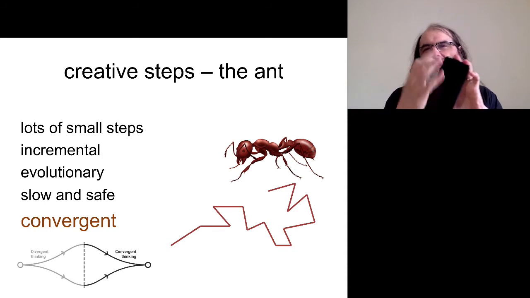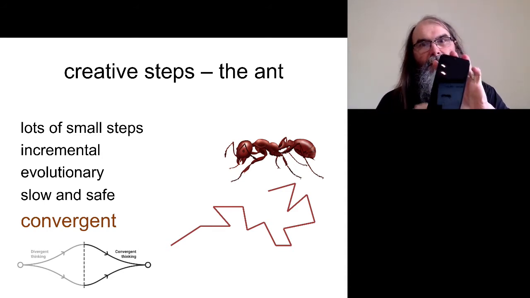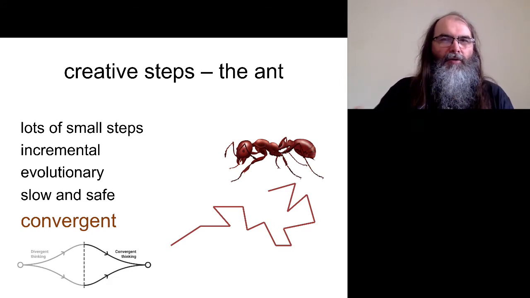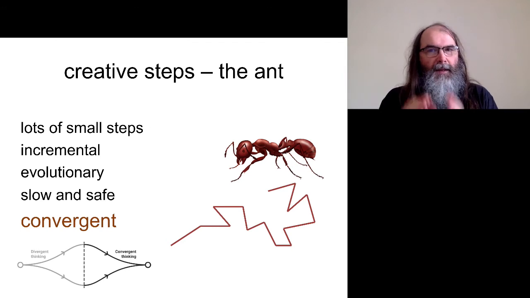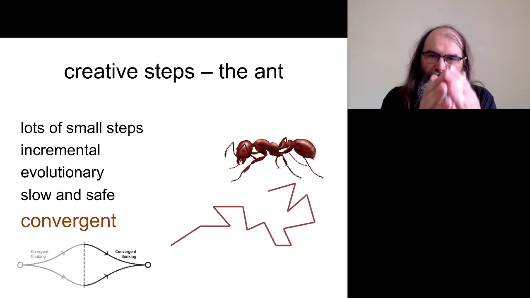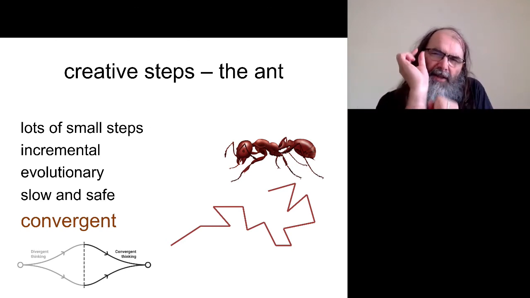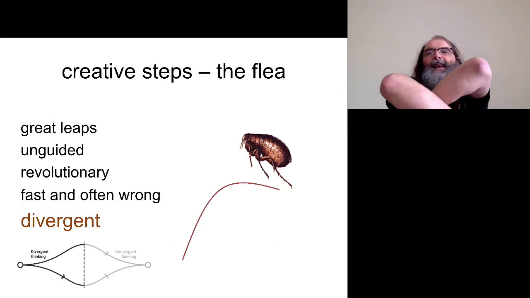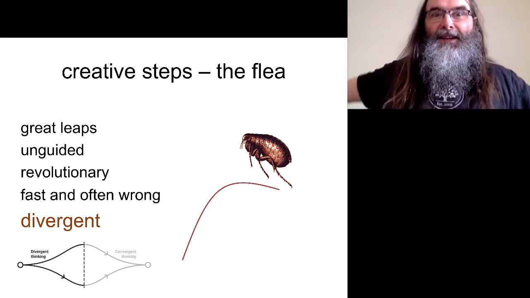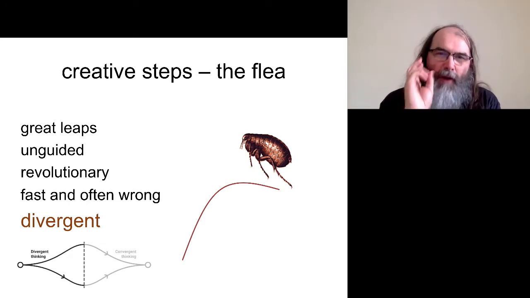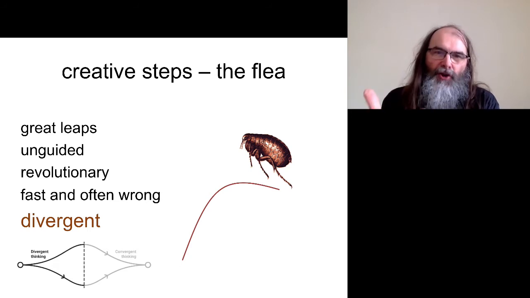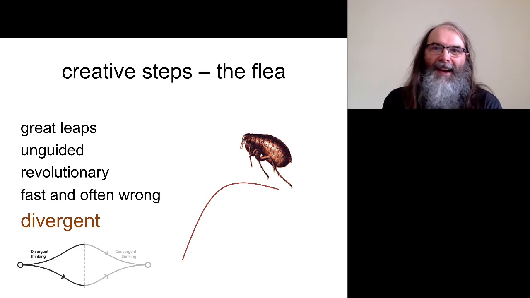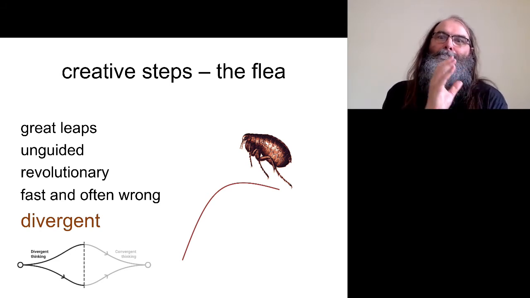Maybe I'll take my phone design and just make the corners a little less curvy or a little more curvy. Make it grey rather than black or something like that. These are the ant type steps. They're convergent. They're often about getting closer to the best solution for something. And then there's the bold leaps in the dark, flea-like creativity, revolutionary change. Divergent thinking that's generating new ideas. Very fast, very powerful, but often wrong.